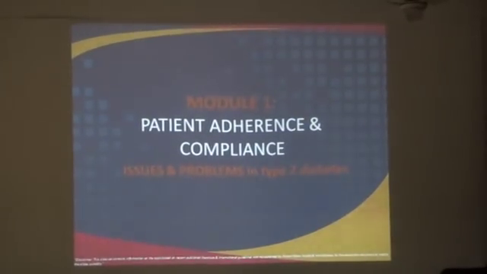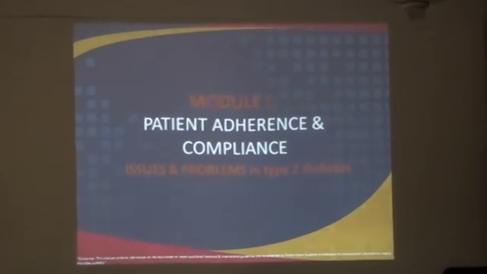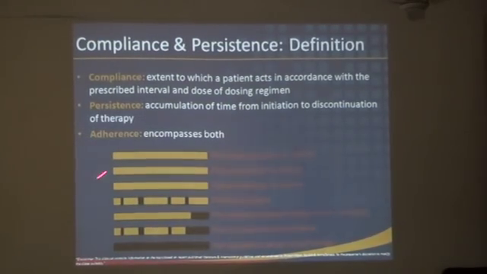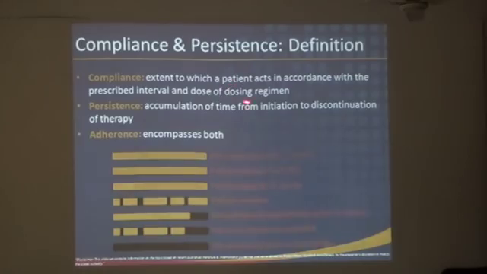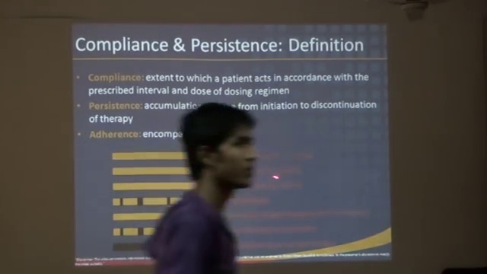We'll start off with the first module, which is patient adherence and compliance. Now, what is compliance? Compliance is the extent to which a patient acts in accordance with prescribed intervals and dosing regimens. So, if the patient is fully compliant, this is the type of graph you'll get. That means the patient has been taking his medication regularly, and he is fully compliant for 12 months.